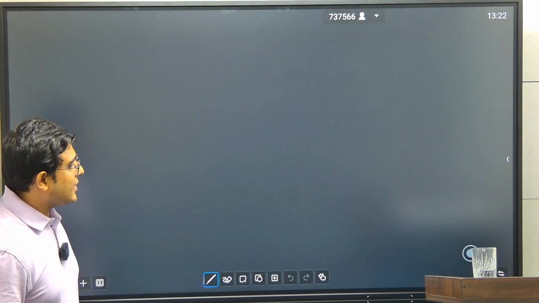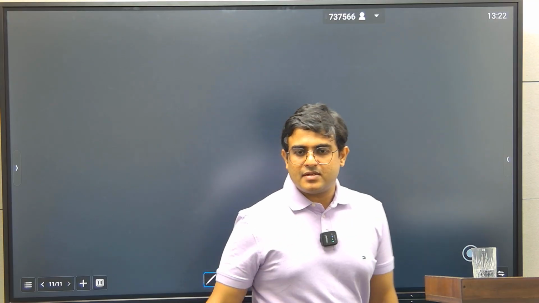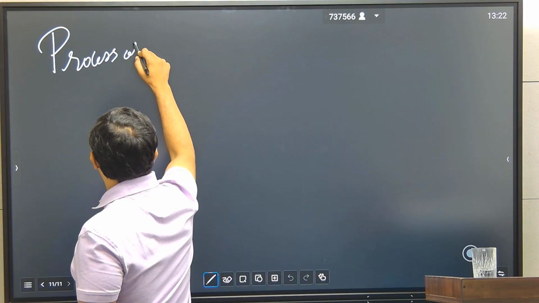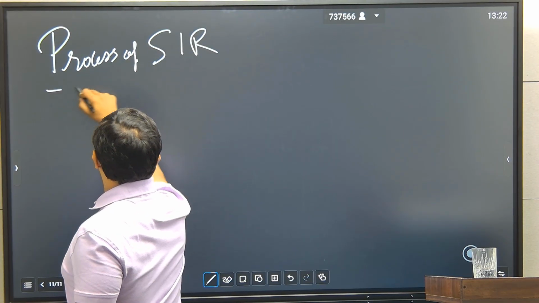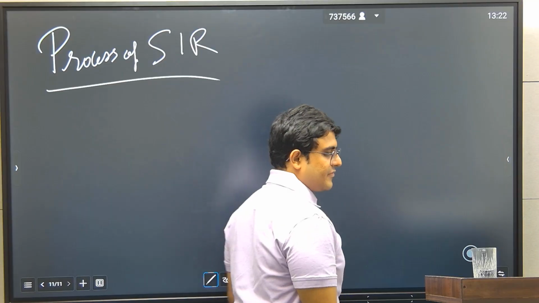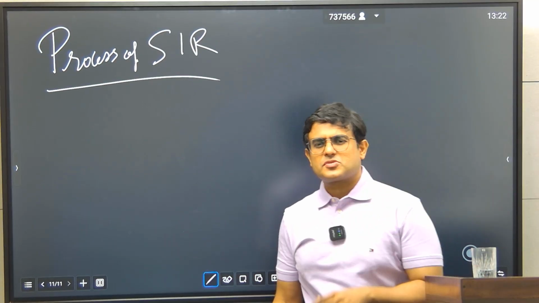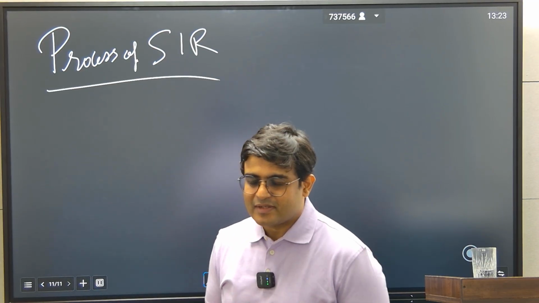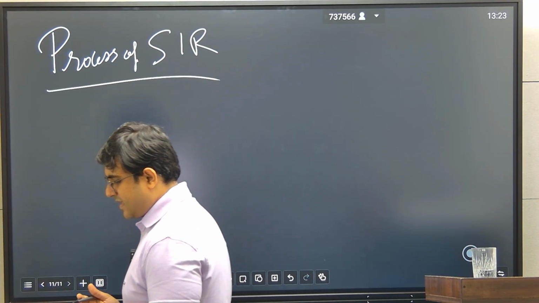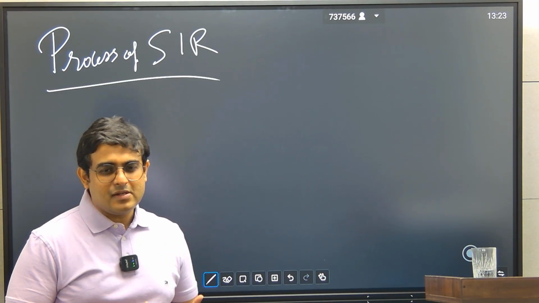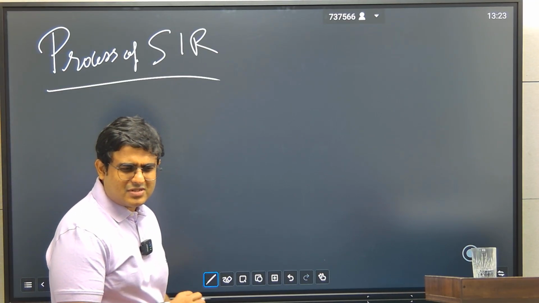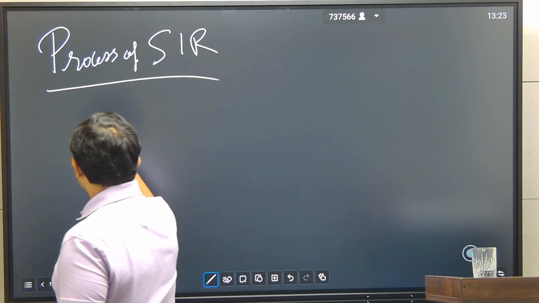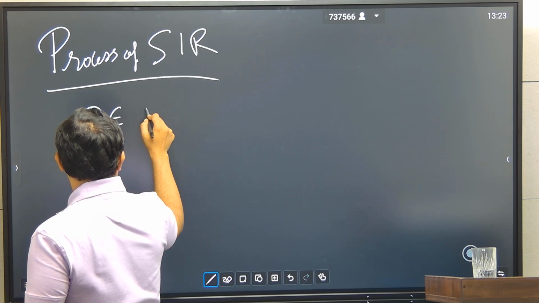Now, let's come to the process. Process of SIR. Process of Special Intensive Revision. Now, how will this be carried out? You must be hearing about BLO, ERO, etc. See, let's understand the hierarchy at the district level in the context of the Election Commission, or how the process of election works. See, there is a district election officer.